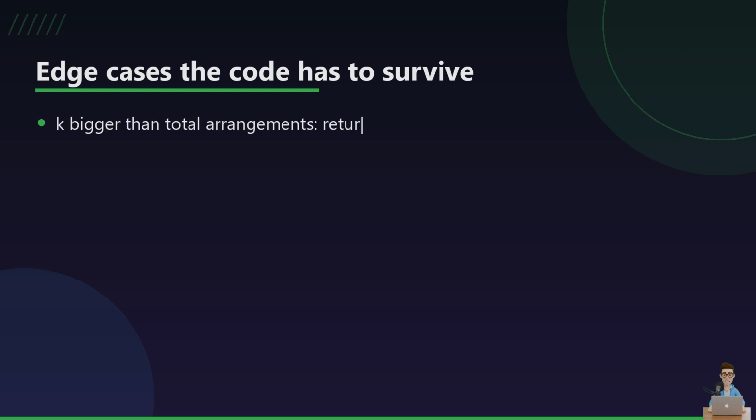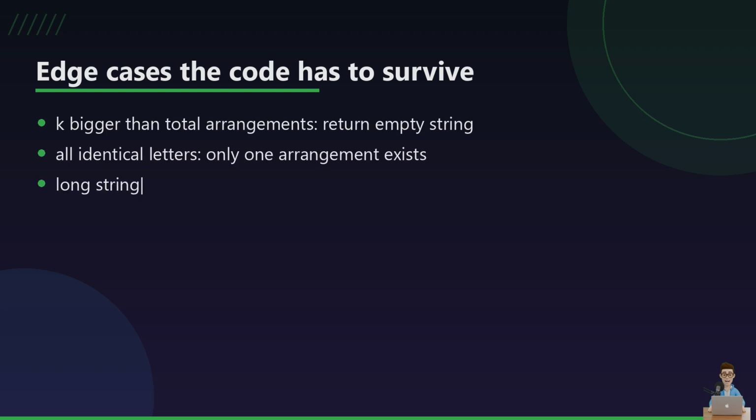Let's double check our solution handles the tricky situations. If k is bigger than the total number of possible arrangements, we already catch that early and return an empty string. If every letter in the string is the same, like "aaa", there's only ever one possible arrangement, so k has to be exactly 1, otherwise there's nothing to return. And since we're told the input is always a valid palindrome to start with, we never have to worry about more than one odd count letter. That headache is already avoided for us.